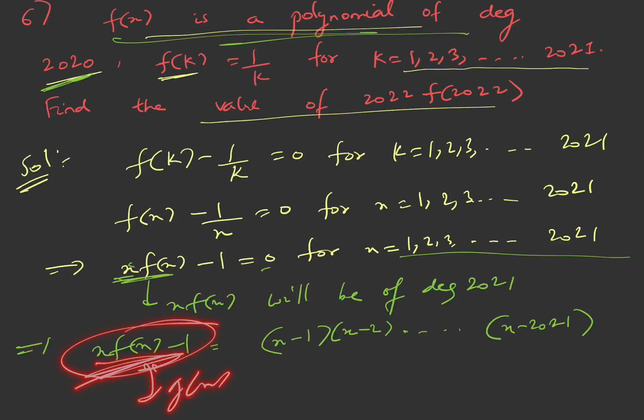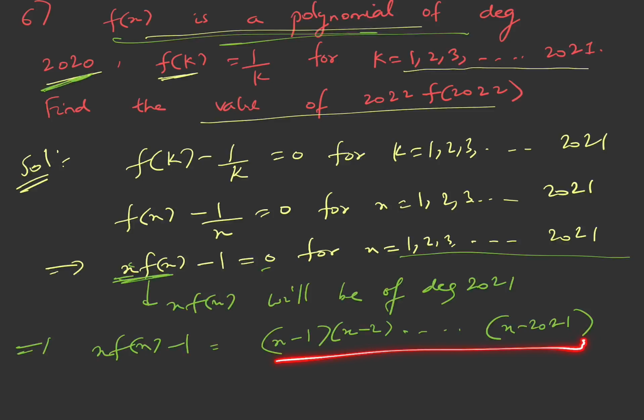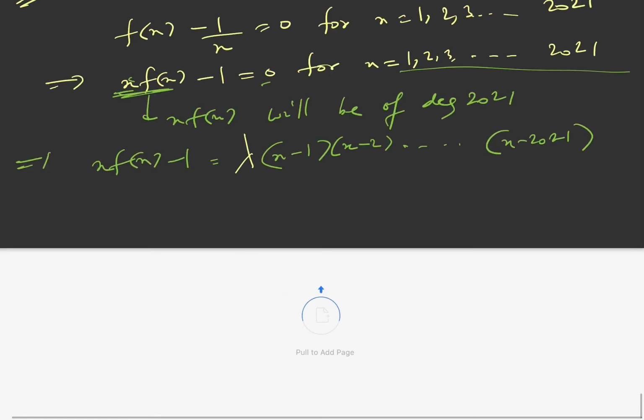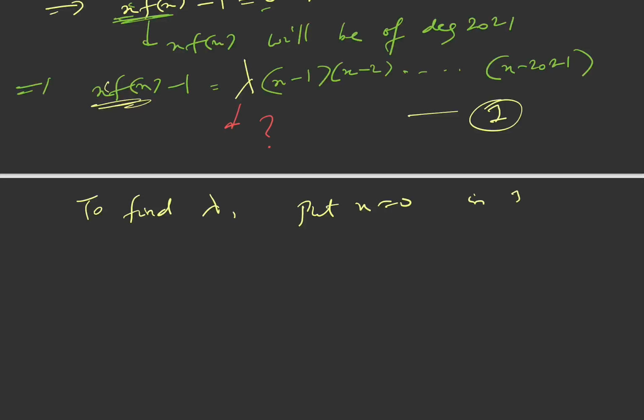You can call this g of x, x f of x minus 1. And since this is of degree 2021, we already know the 2021 factors, so there is no other factor left, and let us say the leading coefficient is lambda, right? Now I want to find lambda. How to find lambda? The only thing which would work very well here is if you put x equal to 0 in equation 1, then you get 0 times f of 0, whatever it may be.